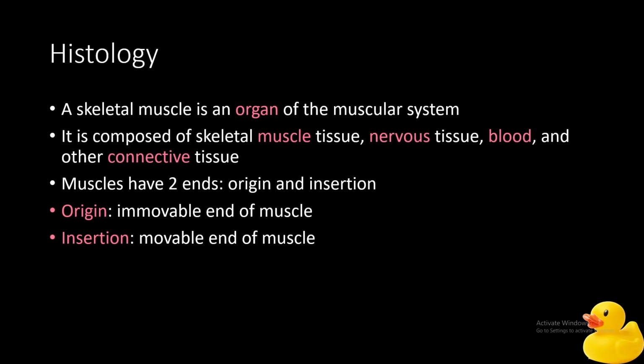Muscles are going to have two ends, an origin and an insertion. The origin is going to be the immovable end of a muscle, or it might also be described as the less movable end of the bone. The insertion is going to be the movable end of the muscle, or attached to the bone that is more movable. For some muscles, it is interchangeable depending on the movement. But for most, there is a pretty definitive origin and pretty definitive insertion.